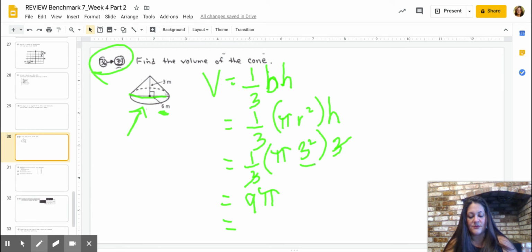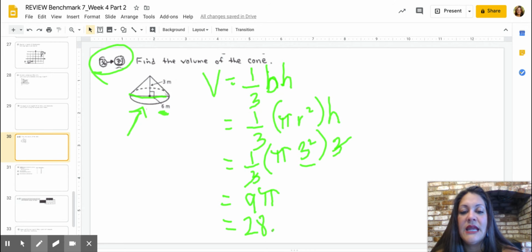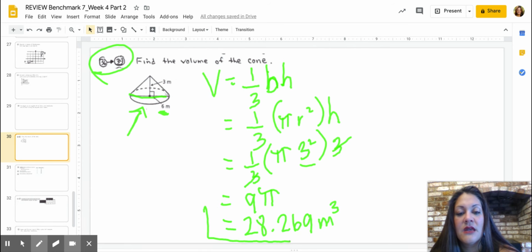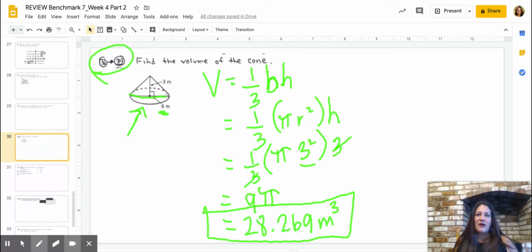9 times 3.141 equals 28.269. Label is meters cubed because it's volume. In our assignments, we've been rounding that to the nearest hundredth, so that would be 28.27 meters cubed. But there is the volume of a cone. You just need to remember the formula. It's right here.